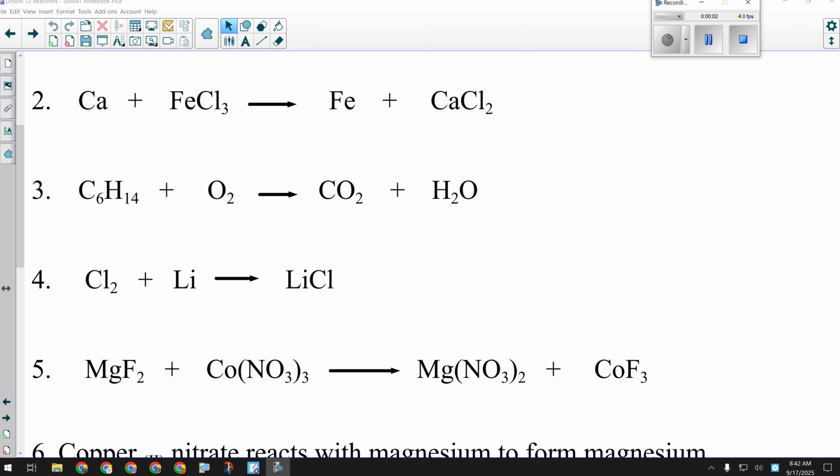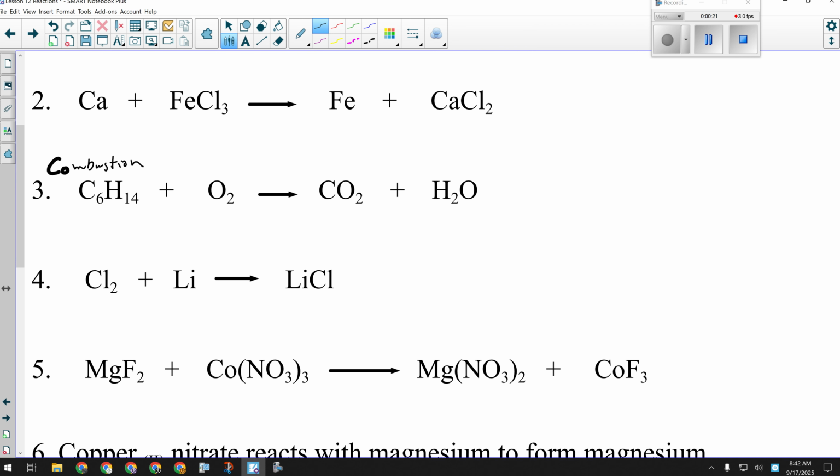All right, so if we're looking at number 3 here, I've got a carbon hydrogen containing compound reacting with oxygen, making CO2 and water. What kind of reaction is that? That is definitely a combustion reaction. Small letters, please. Combustion.